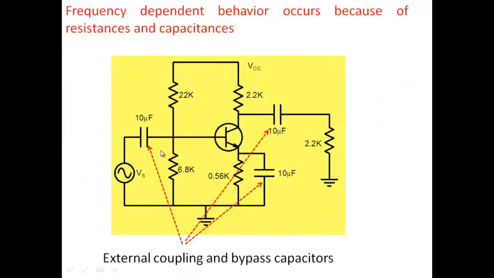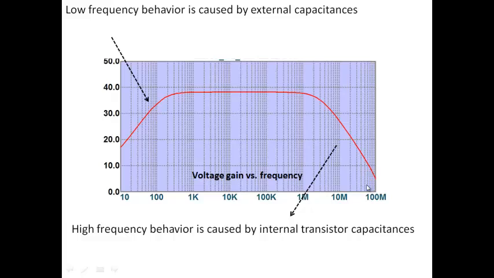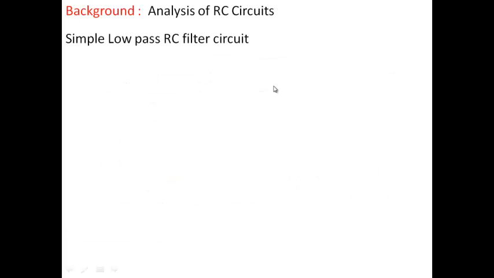All right, so we have seen this. External coupling capacitors or bypass capacitors are one source of frequency dependence, and internal transistor capacitances are the other. We also saw in an earlier lecture that low frequency behavior is caused by external capacitances, with typical magnitude in microfarads. The high frequency behavior is caused by internal transistor capacitances. These are much smaller, in picofarads or even lower, and their effect becomes important at higher frequencies. At mid frequencies, the capacitances can all be ignored.